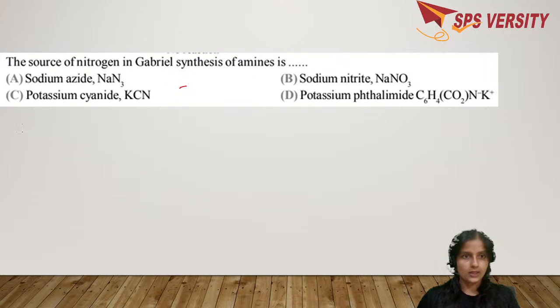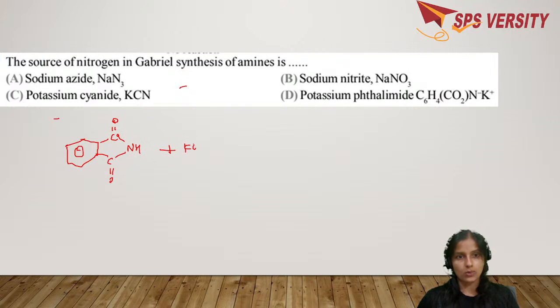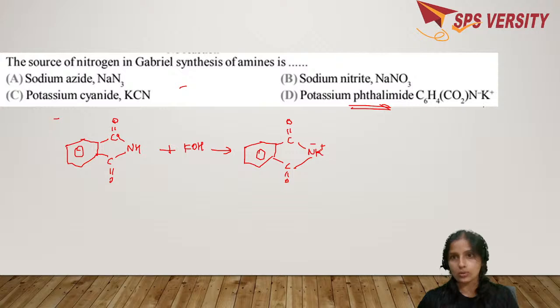So how do you do the Gabriel phthalimide synthesis? C double bond O, C double bond O, NH. You start with phthalimide and you treat it with KOH solution, where you get the potassium salt of phthalimide. C double bond O, N minus K plus, and C double bond O. So potassium phthalimide, C6H4, CO2, N minus and K plus. This will be the source of nitrogen in the Gabriel synthesis.